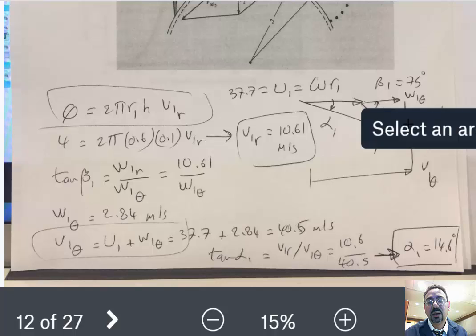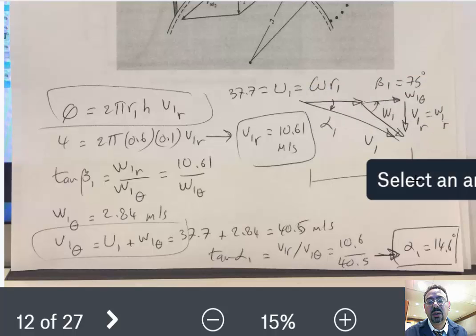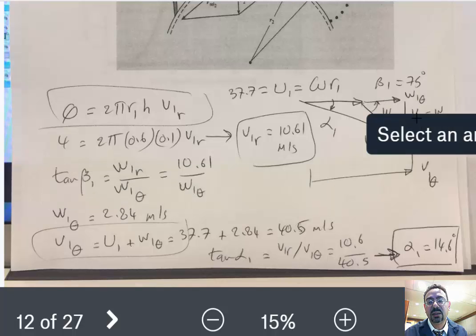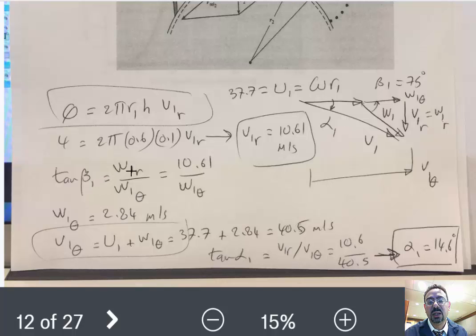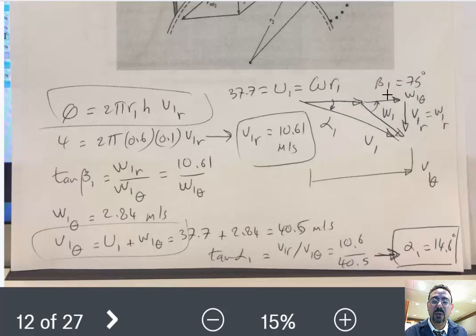Then in that triangle, the small triangle here that has W1, you got V1R here, and you got the tangential component of the relative velocity. So you know 75 degrees, and we just found this, so we can get this from tan beta. This angle is the vertical over the horizontal, it's W1R over W1 theta, and so this allows you to get this. So very good. So now we have W1 theta 2.84, and we have the U.